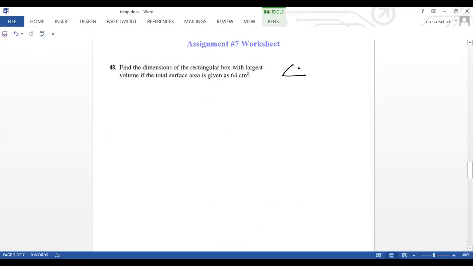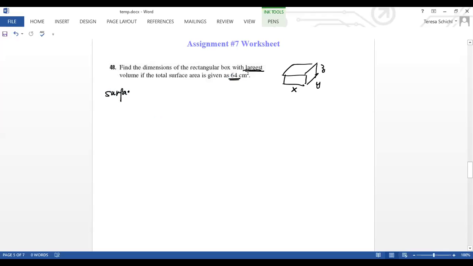Okay, so here I have a rectangular box with dimensions x, y, and z. I want to find the largest volume. That means I want to maximize it if the total surface area is 64. Okay, so now let's start here.